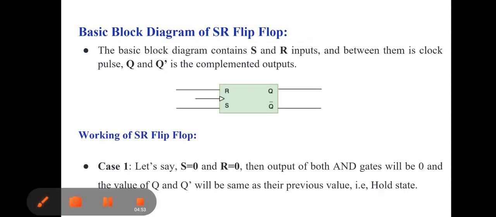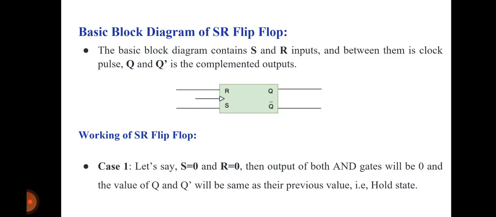Basic block diagram of SR flip-flop. The basic block diagram contains S and R inputs, and between them is the clock pulse. Q and Q bar are the complemented outputs. Here, as we are discussing the basic block diagram, first it is a sequential circuit with two inputs and two outputs. The two inputs are set and reset along with a clock pulse, and the two outputs are Q and Q bar, which are complement to each other.